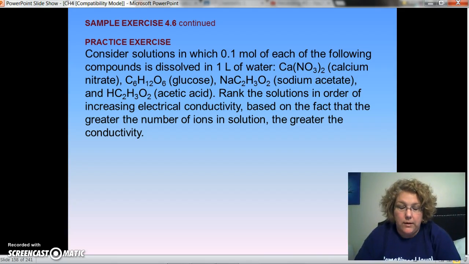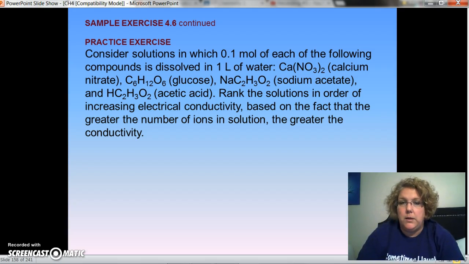All right, let's see. Now this one, we have to think about concentration. Consider solutions in which 0.1 moles of each is dissolved in a liter of water: calcium nitrate, glucose, sodium acetate, and acetic acid. Rank them in order of increasing electrical conductivity, based on the fact, and this is important, that the greater the number of ions in solution, the greater the conductivity. So who's going to be the weakest here? Which one is going to be the worst at conducting electricity?